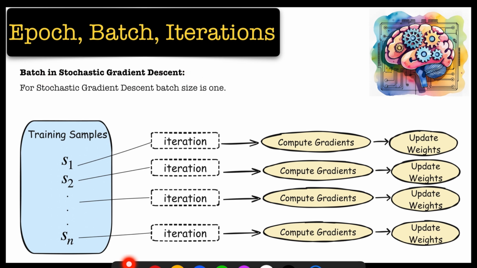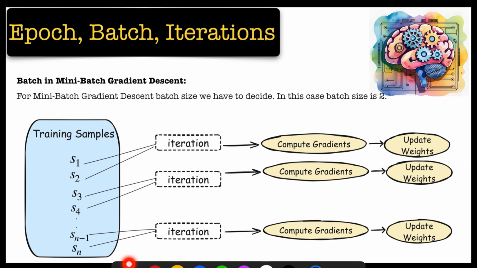For stochastic gradient descent, each sample is used in one iteration to compute gradients and update weights, right? So S1, compute gradients, update weights. Then we consider S2, compute gradients, update weights, and so on. For mini batch gradient descent, let's say we consider a batch size of 2 here. So with n samples, S1 and S2 are in one batch, in one iteration we compute gradients and update weights, and S3, S4 are in a separate batch and iteration, computing gradients, updating weights, and so on.